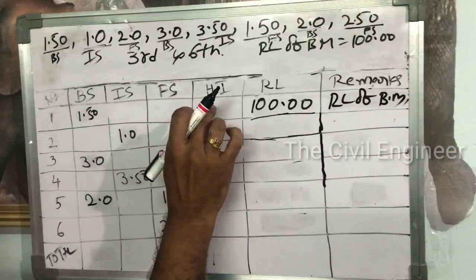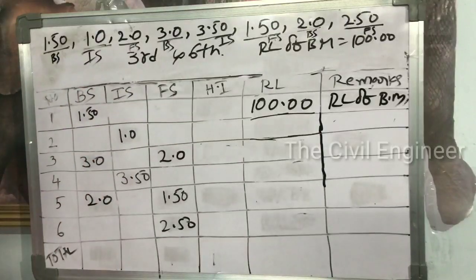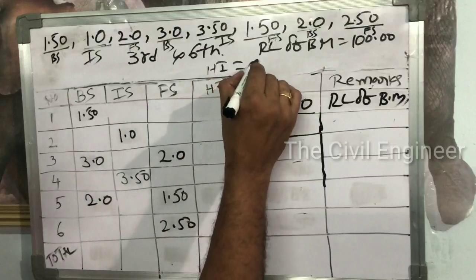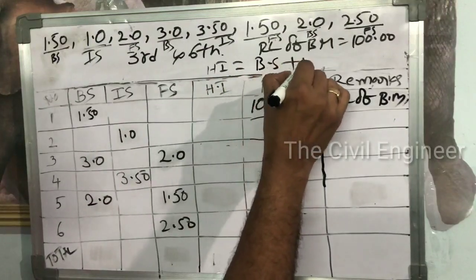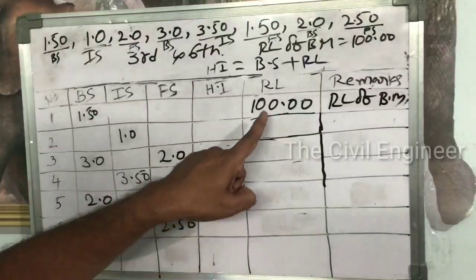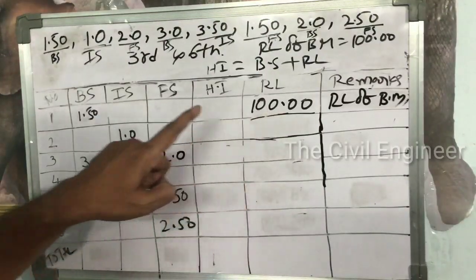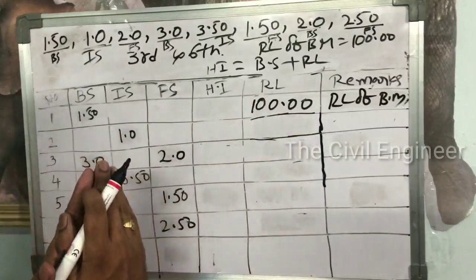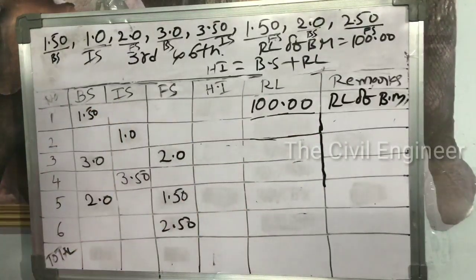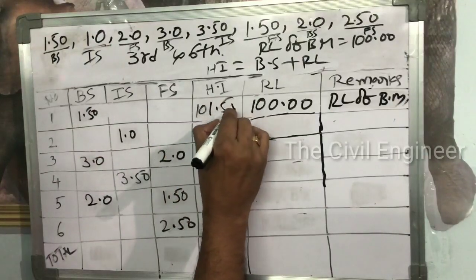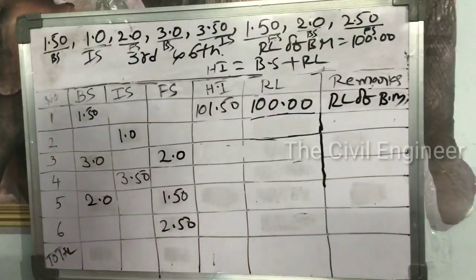So how can we find the height of instrument? Height of instrument, HI, is backside plus RL. So here RL is 100 and backside is 1.50. Whenever we add these two values, we can find the height of instrument. Here 100 plus 1.5, that is 101.50, is the height of instrument.